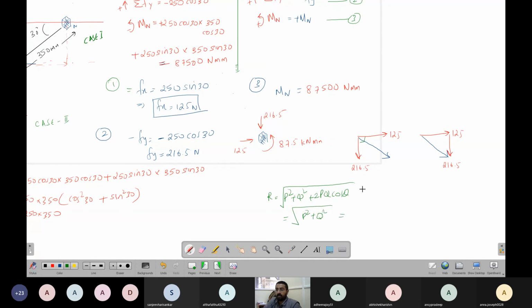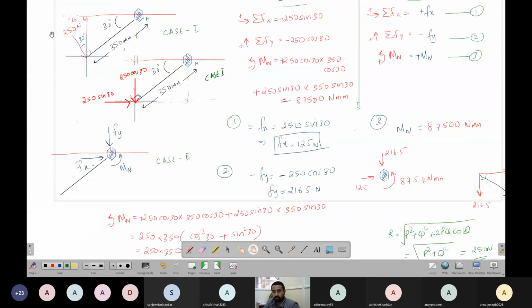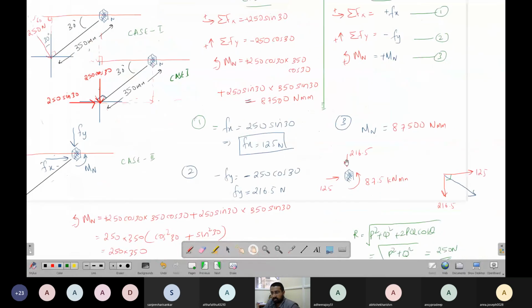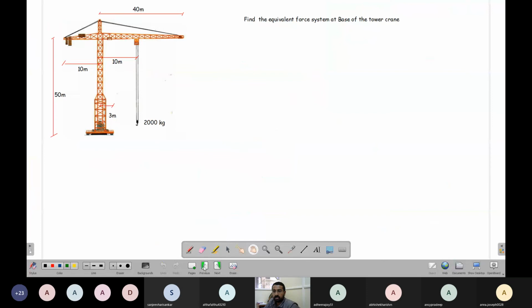So that is the root of 125 square plus 216.5 square. That is 250. 250 is the applied force. So if you simplify these two and write the angle also, then you are okay. ആ സിംപ്ലിഫൈ ചെയ്യുന്ന പ്രോസസ് ഒക്കെ we will see. നമുക്കത് പിന്നെ കുറച്ചുകൂടെ കാണാനുണ്ട്. Now another question.